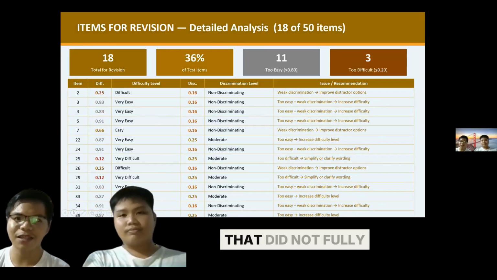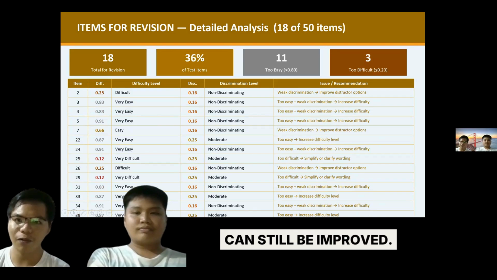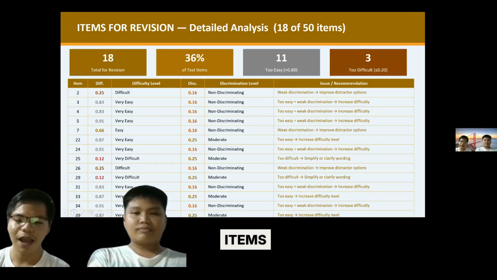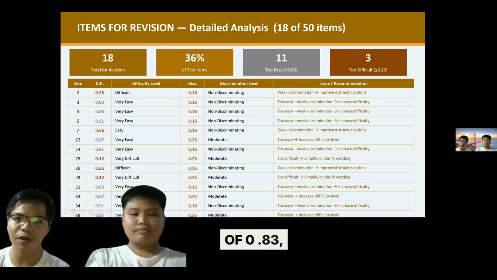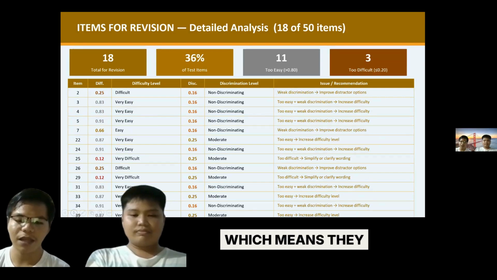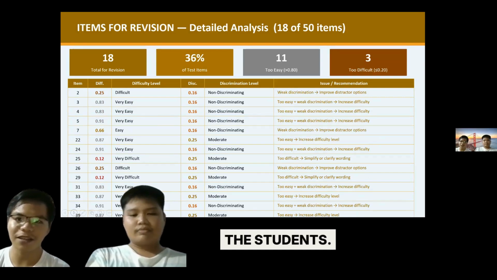These are the items that did not fully meet the criteria but can still be improved. For example, items number 3 and 4 both have a difficulty index of 0.83, which means they are too easy and do not effectively challenge the students.